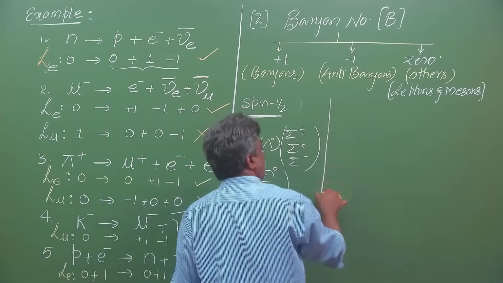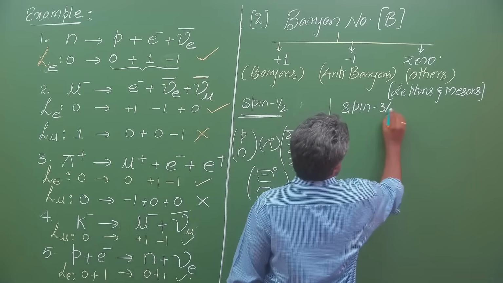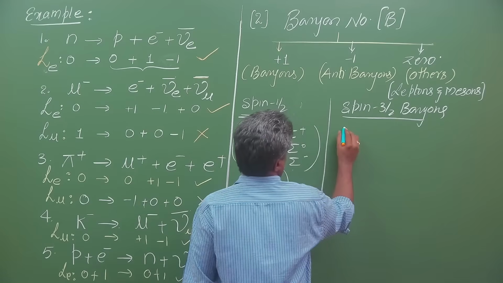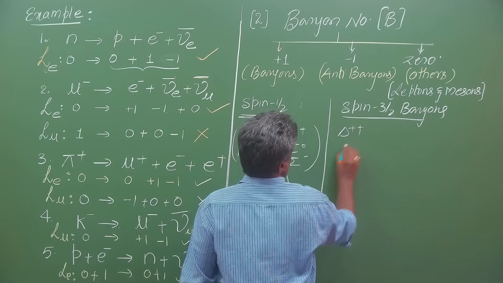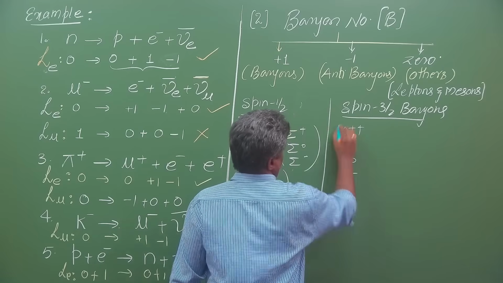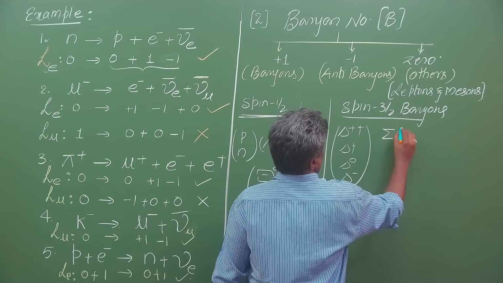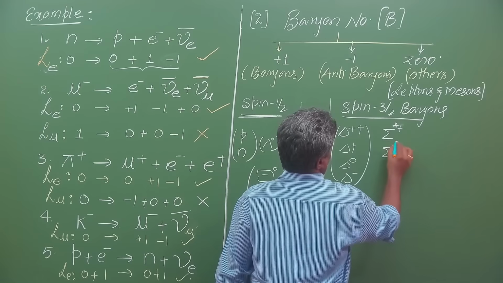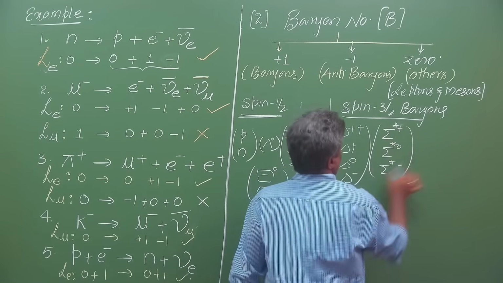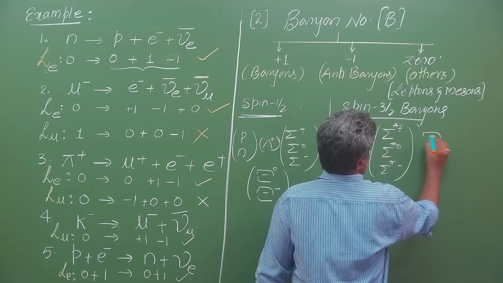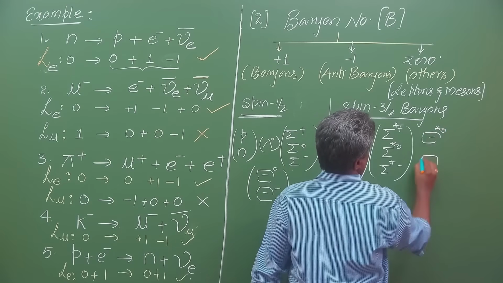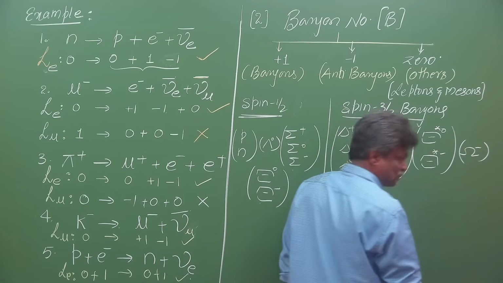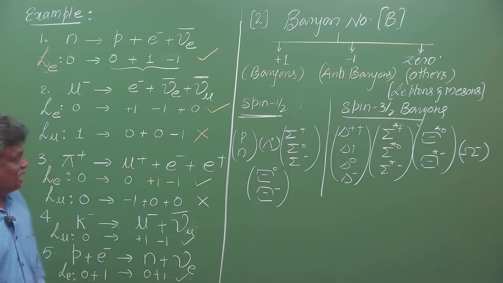Next, spin 3 by 2 baryons: delta plus plus, delta plus, delta 0, delta minus, sigma plus star, sigma 0 star, sigma minus star, cascade 0 star, cascade minus star, omega minus. So these are all baryons.